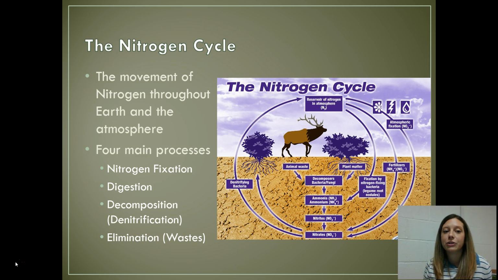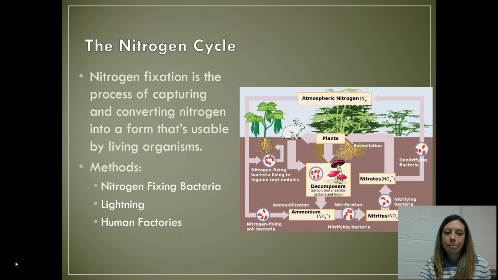Okay, so the nitrogen cycle is looking at that movement of nitrogen through the atmosphere back to the earth and then back to the atmosphere. So this is going to include these 4 main processes: nitrogen fixation, digestion, decomposition or denitrification, and then finally elimination or waste. Okay, so these are the different parts of the nitrogen cycle. You can stop on any of these pictures and use this to draw number 3H.